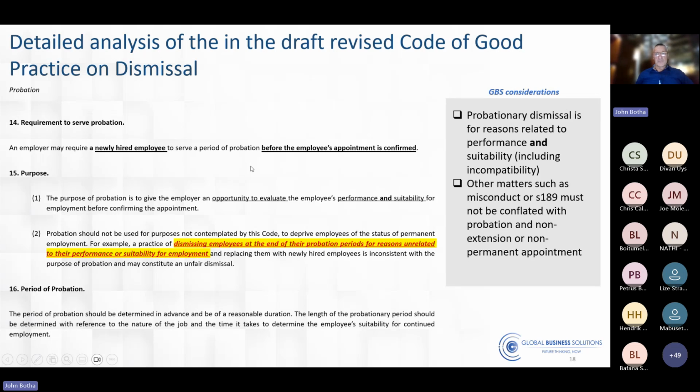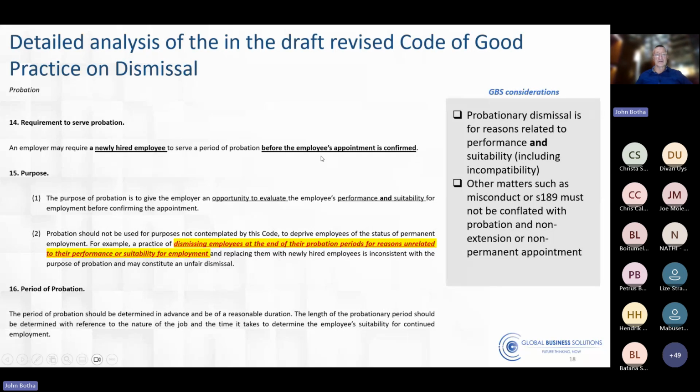We now move to probation. So we've closed off on misconduct, as well as including unprotected industrial action. We now move to probation. Now, take a look at the wording under probation. An employer may require a newly hired employee to serve a period of probation before the employee's appointment is confirmed. This is new wording. So they say when you're on probation, your appointment is not confirmed.